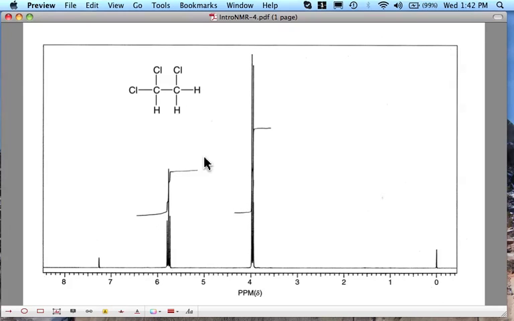So here's the introductory NMR. It's a fairly simple one. If you had me last semester, we used this as a sort of quick introduction. It's this compound shown here, this trichloroethane.